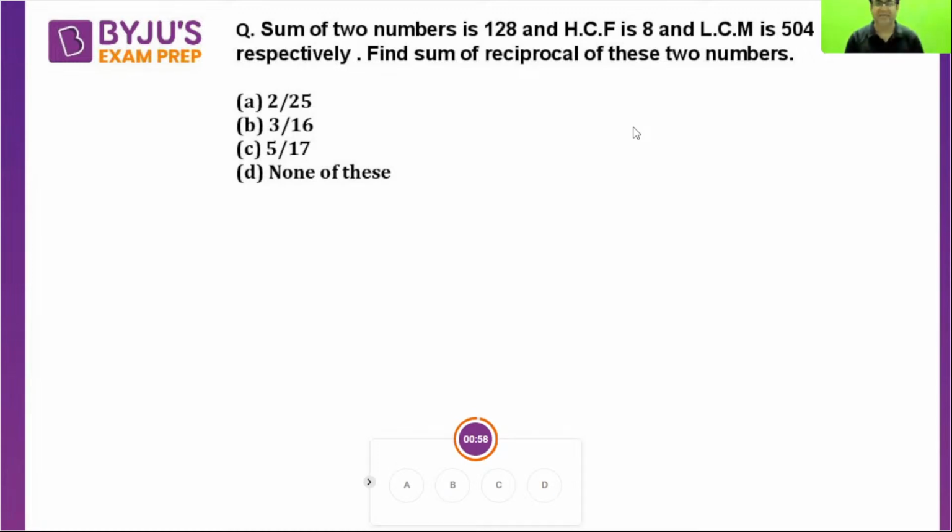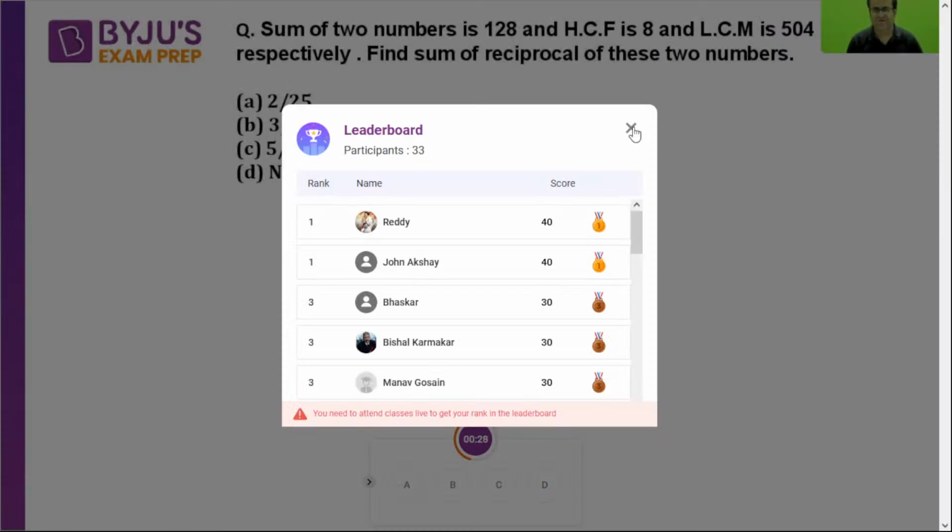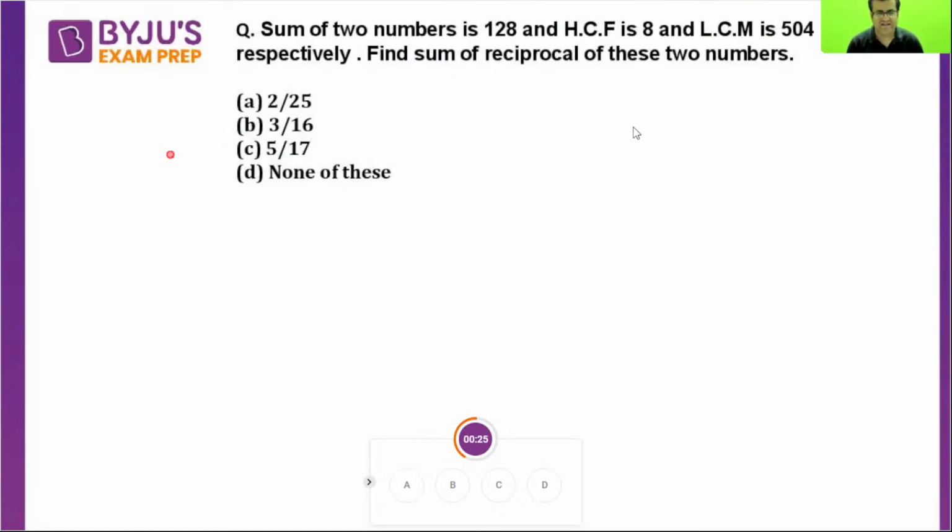The difference was that the question was demanding to find the difference. Let's come to the next question, which is almost the same. D option is right, but nobody is getting the right answer, only a few students. The sum of two numbers is 128, HCF is 8.